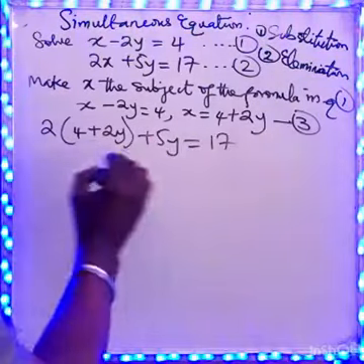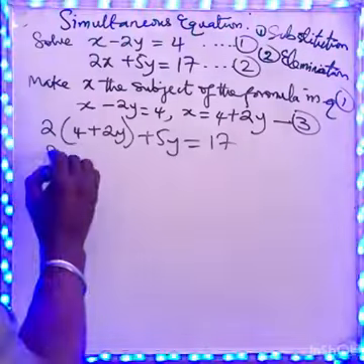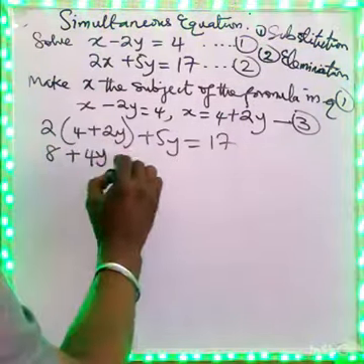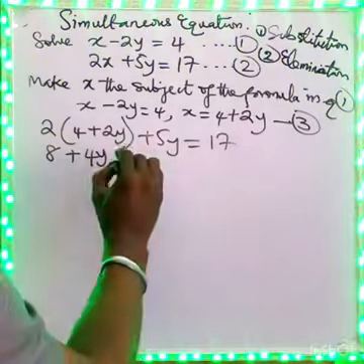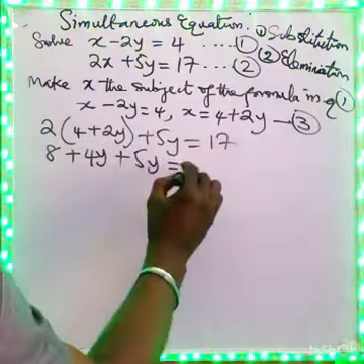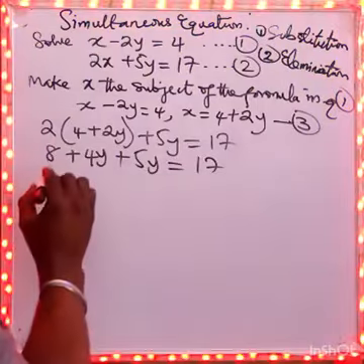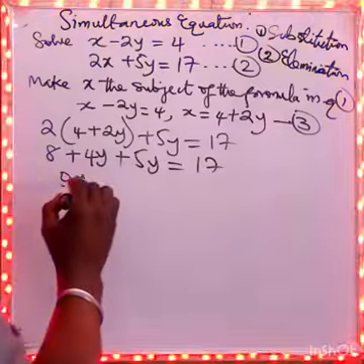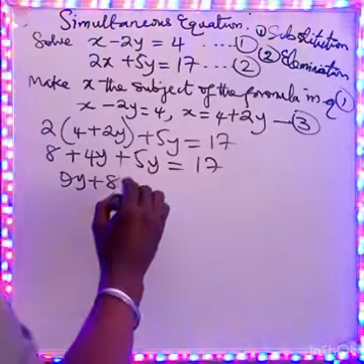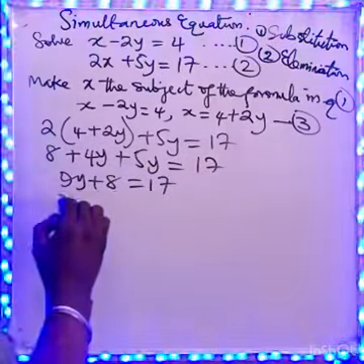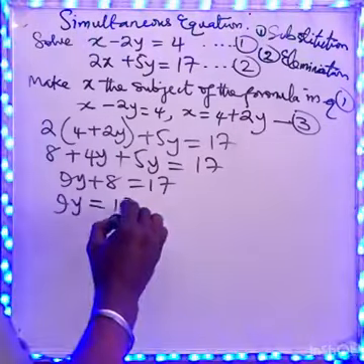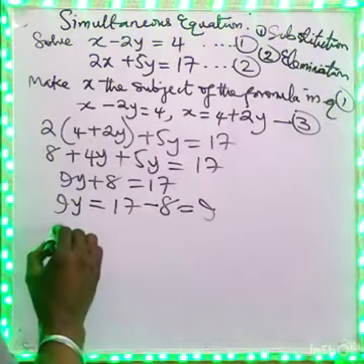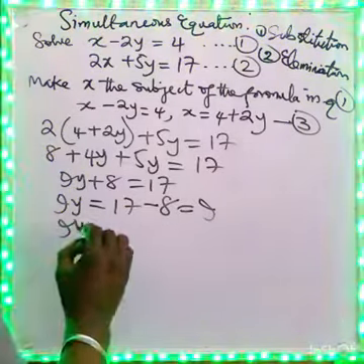So you open the bracket: you have 2 multiplied by 4, which is 8, plus 2 times 2y, which is 4y, plus 5y is equal to 17. So 4y plus 5y will give you 9y, plus 8 is equal to 17. So 9y is equal to 17 minus 8, which is equal to 9.